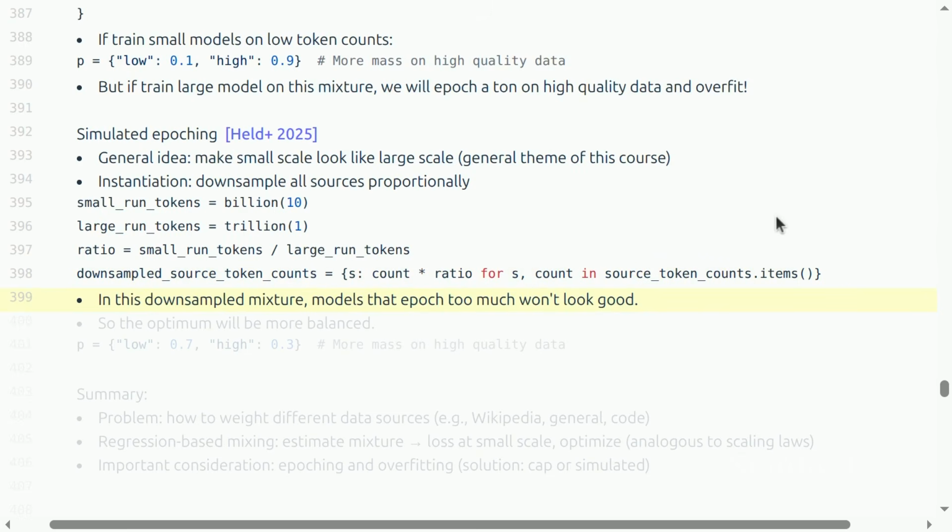And so the idea is that if you have the downsampled data, then this earlier solution is not going to look good, because you don't get to just train on all of Wikipedia. You're going to train on some minuscule fraction of Wikipedia, and you'll realize, oh, actually, I'm going to be epoching a lot, and that's going to have really bad loss, which means that in the optimization, you're going to look for more balanced approaches. So you're simulating the data scarcity that you would get in your high regime at low scale.